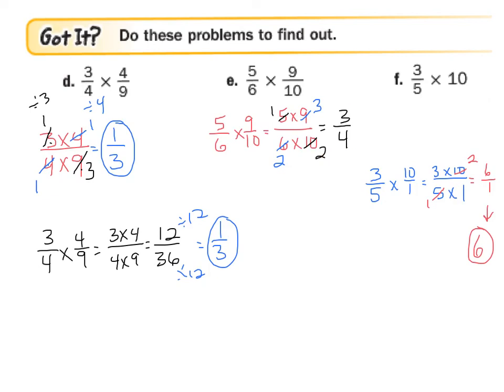Over here on this problem, 3 over 5 times 10 over 1. We change that whole number to a fraction right here. So 3 times 10, and 5 times 1. Well, the 5 and the 10 can both be divided by 5, so we get 1 and 2 remaining, and the 3 and the 1 have to stay the same. So 3 times 2 is 6, and 1 times 1 is 1. 6 divided by 1 is 6.